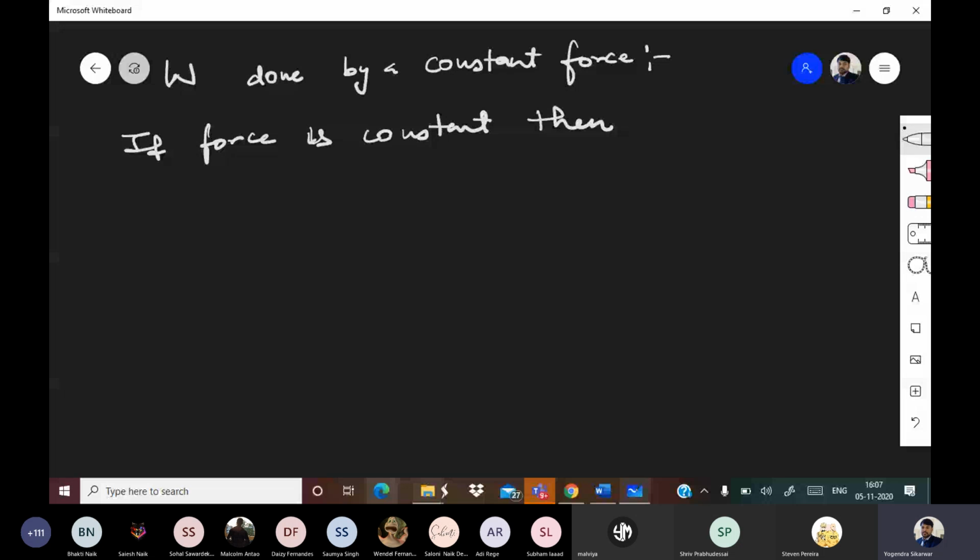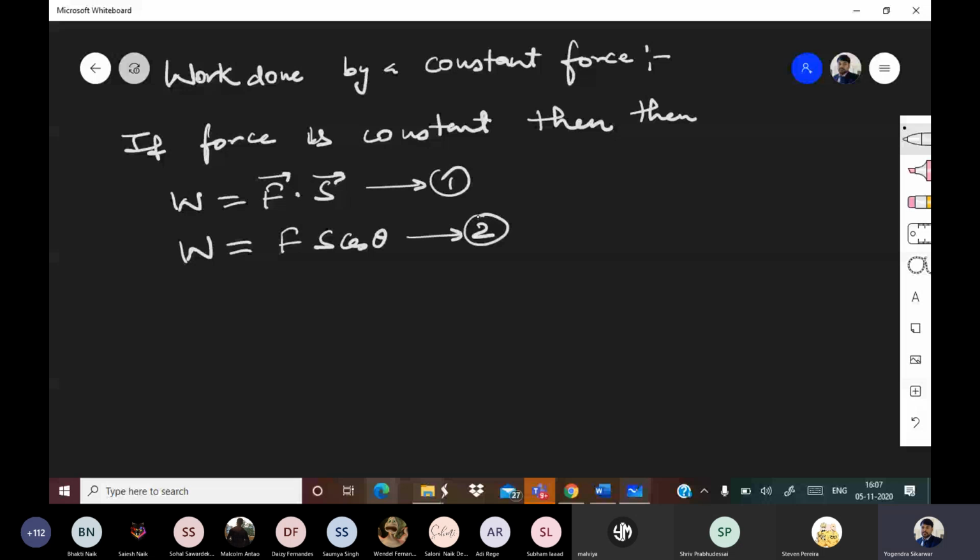So work done by a constant force. If force is constant, then now pay attention, everyone. W is equal to F vector dot S vector is equal to Fs cos theta. That can also be written as W is equal to F into S cos theta.